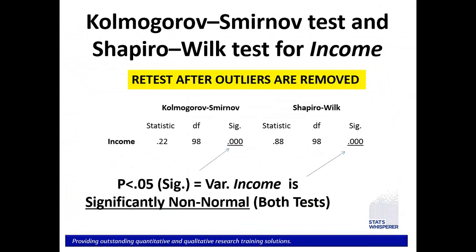So, all right, once we remove the outliers, right, that was the source of our problem. If we retest it with the Shapiro-Wilk, there's still extremely significant problems, right? It's still saying significant at the 0.000 level in terms of non-normality.